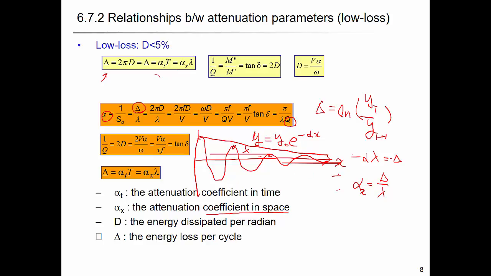And if you change it to the time scale, instead of the lambda, it's the period, right? For one cycle, you have a period T, so the alpha t is delta over T. So here is the attenuation coefficient in time, so use T, and this one uses lambda. And d, the damping coefficient, is the energy loss per radian, so we multiply by 2 pi, and it becomes one cycle. Right? And delta is the energy loss per cycle.